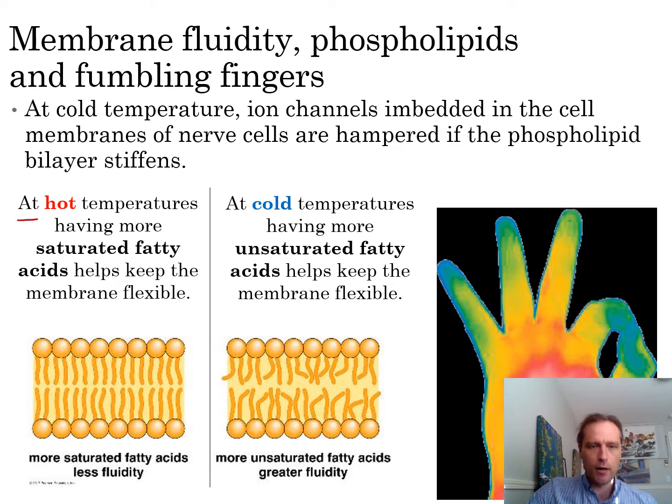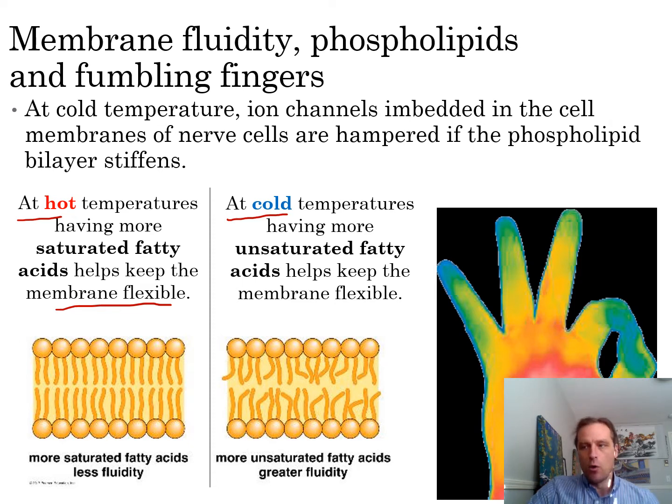We'll take a look over here. At hot temperatures, having more saturated fatty acids helps to keep the membrane flexible and also stable, not too flexible to the point where it just falls apart. So at high temperatures, we want the membrane to be more dense, because increasing the heat causes all the molecules to move back and forth more. So we want to pack them a little more densely when it's really hot so that they aren't banging around too much. At cold temperatures, right here, having more unsaturated fatty acids helps keep the membrane more flexible.